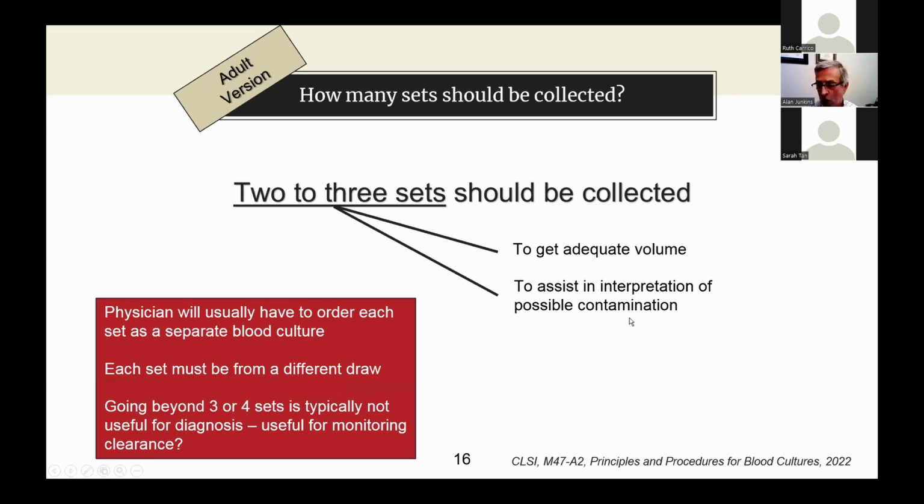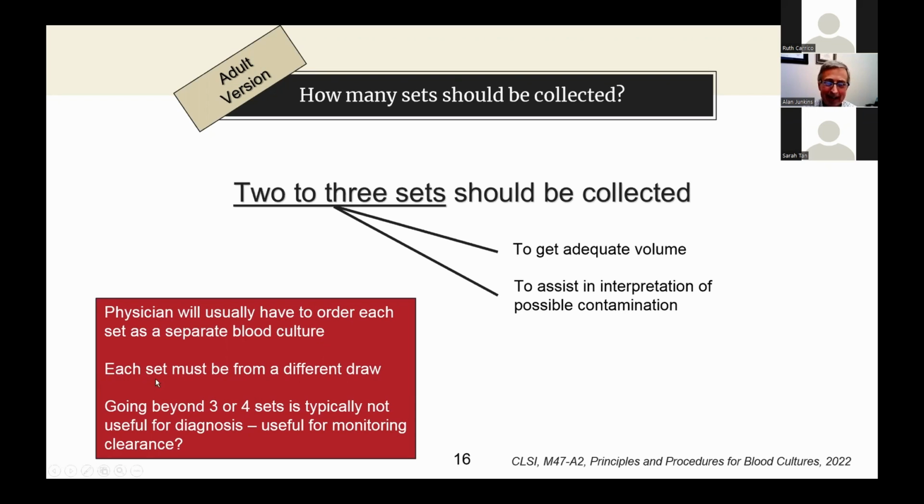If I get coagulase-negative staph from one set, I don't know what that means. Coagulase-negative staph is by far the most common contaminant, but it's also one of the most significant pathogens in the bloodstream. So I don't know what it means when we get it from a single set. But if I get it from 2 sets or 3 sets, then I know it's real. So it's important to have 2 to 3 sets. In most places, the doc's going to have to order those as separate blood cultures. There are some places where a single order reflexes to 2 or 3 sets.